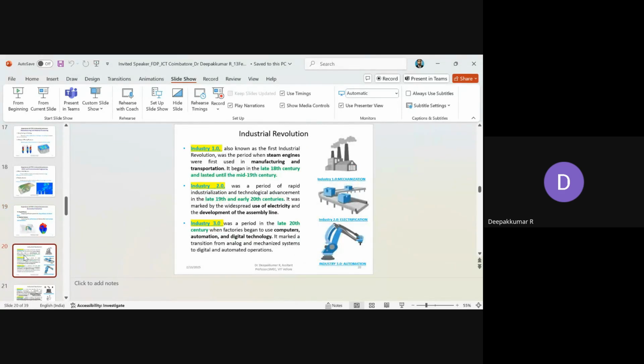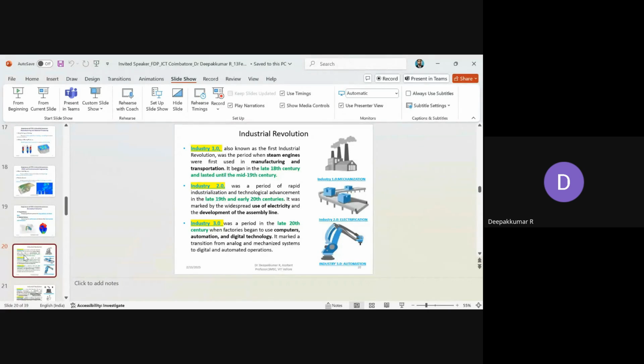So up to this, we have seen many CFD applications and the basics of CFD and how it is relevant to various industrial applications. And now let us see a brief idea about the Industrial Revolution; already you know the stories. Anyhow, I'm not going to take it in detail. So the Industrial Revolution starts from Industry 1.0, also known as the first Industrial Revolution. It was the period when steam engines were first used in manufacturing and transportation.